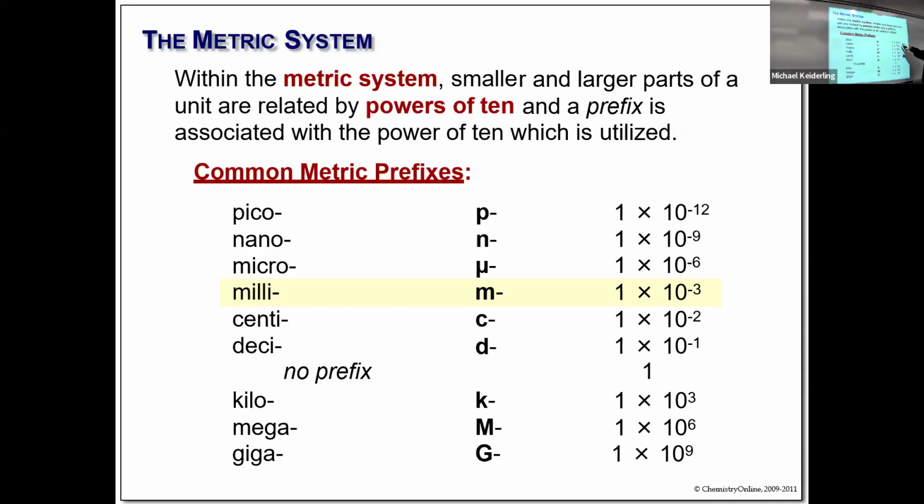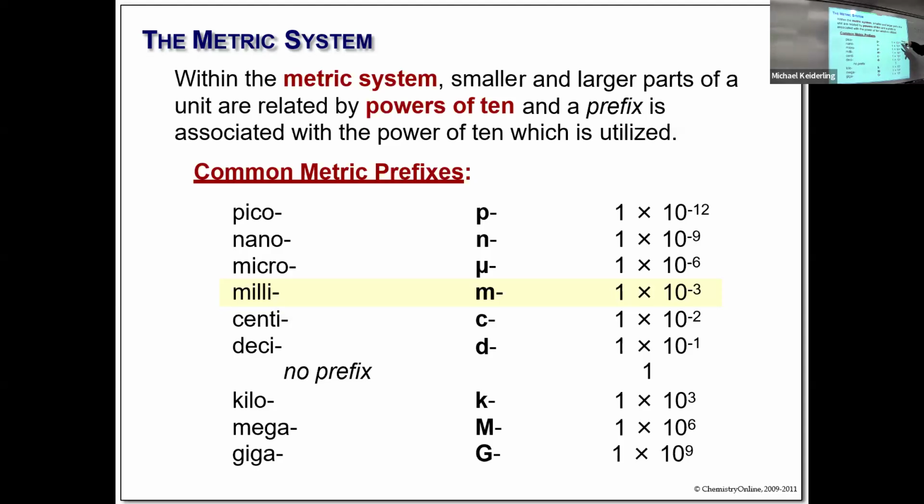So each prefix corresponds to a power of 10. And if you have that prefix in front of a base unit, it's the same as multiplying that unit by that power of 10. So a milligram is 10 to the minus 3 times a gram. It's 1,000th of a gram. A kilogram is 10 to the 3, 1,000 times a gram. It's 1,000 grams.